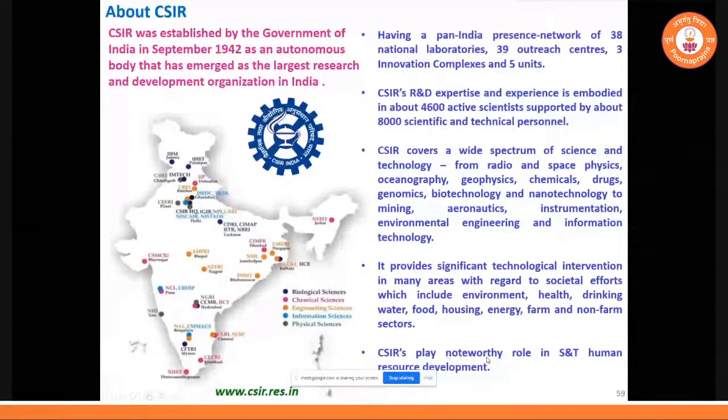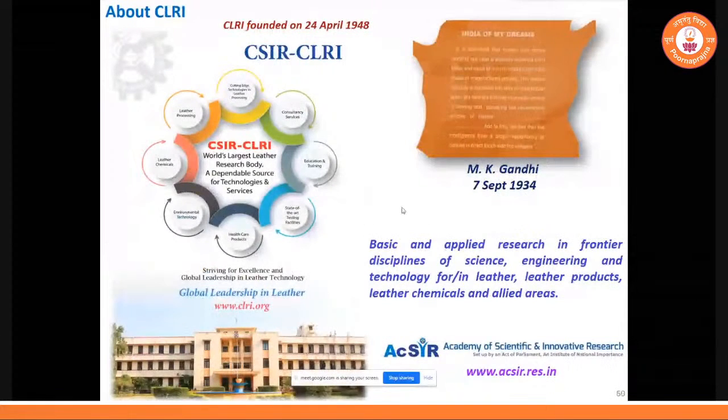And we all know that CSIR plays a noteworthy role in human resource development, particularly by giving the JRF and SRF fellowships, as well as conducting the NET exams.